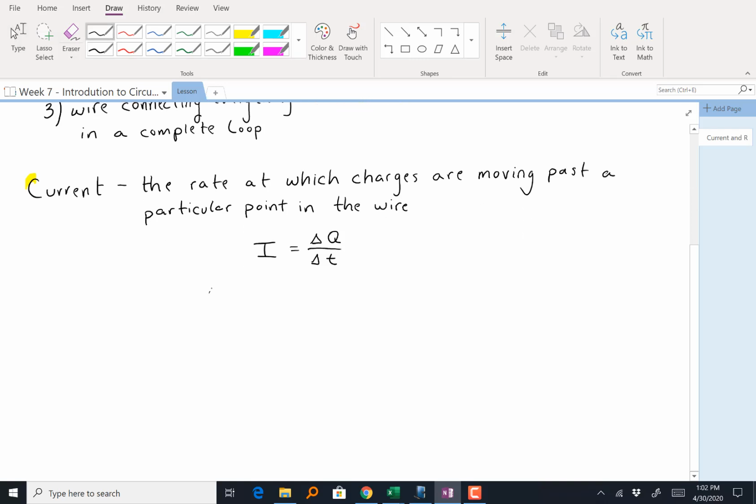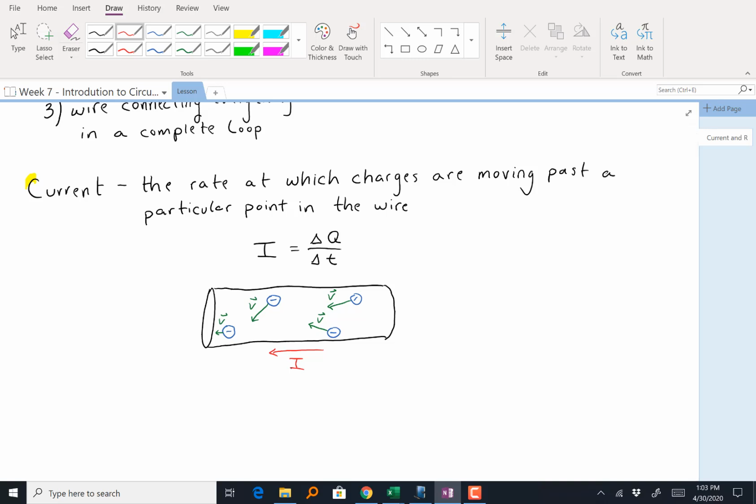Alright, so if I'm looking at a close-up, little cutaway of my wire, I'm going to have a bunch of charges that are free to move around in this wire, and kind of bouncing around inside, but are generally moving in a particular direction. Right, and this is my current. And I'm looking for how many of these charges are moving past this point in a particular time. And if I want to be a little bit more specific about that, I'm talking about a particular cross-sectional area. And so there's an area that we can draw in to my wire.